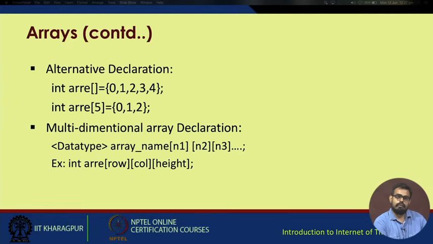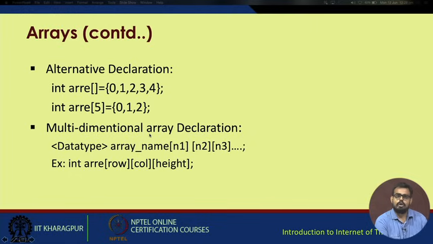Then you can have alternate declarations. Suppose int array with blank brackets equal to, within curly braces, you have 0, 1, 2, 3, 4. So these will be automatically stored in this array. Then again you have int array[5]. You can just put in 3 values inside this array, and the remaining will be kept blank. Maybe for later use, you can fill those also.